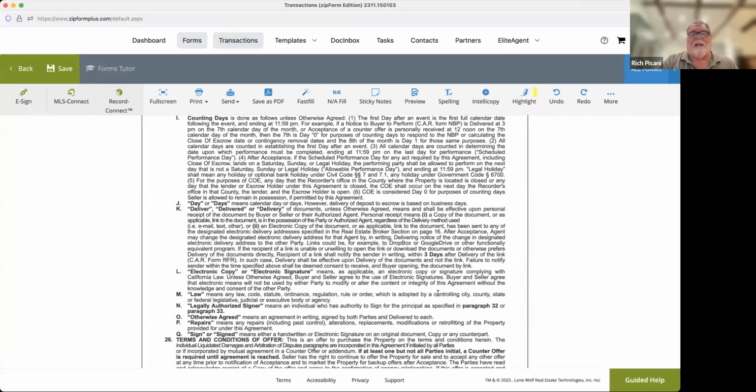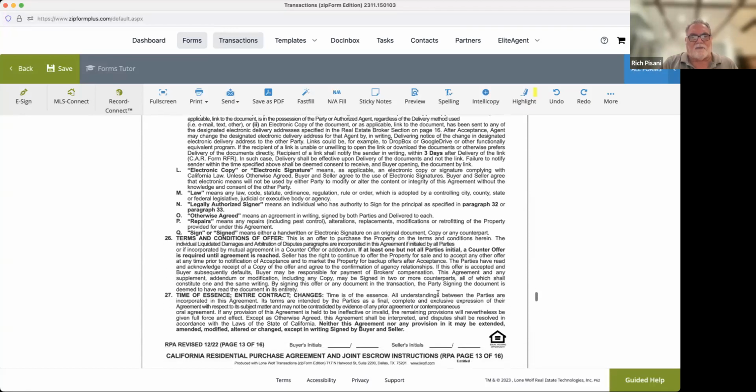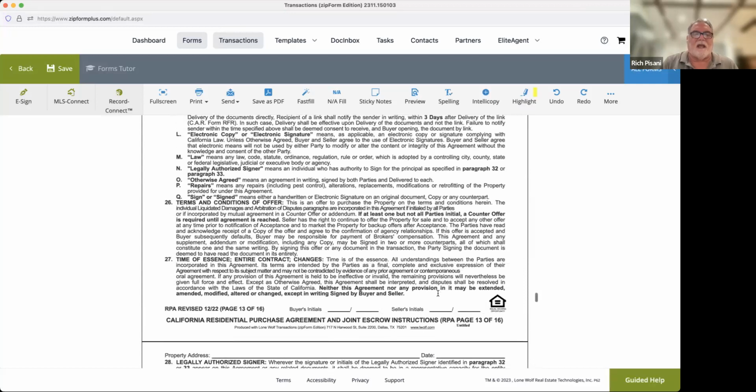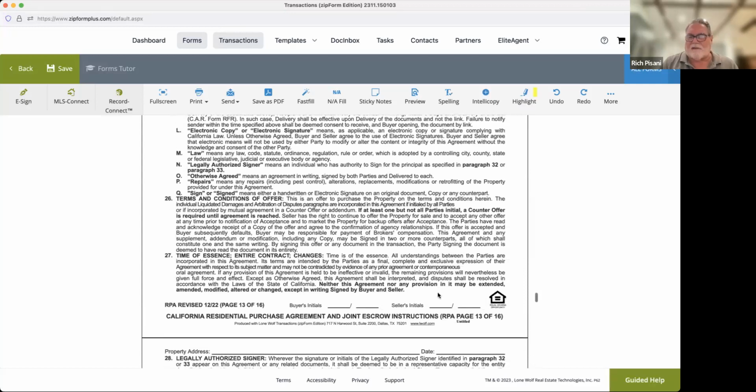Delivered, if it's emailed, it's considered delivered, and that's important to know. Terms and conditions of the offer. Time is of the essence. Every contract says that time is of the essence. Any questions about this? Because we're almost to the end.